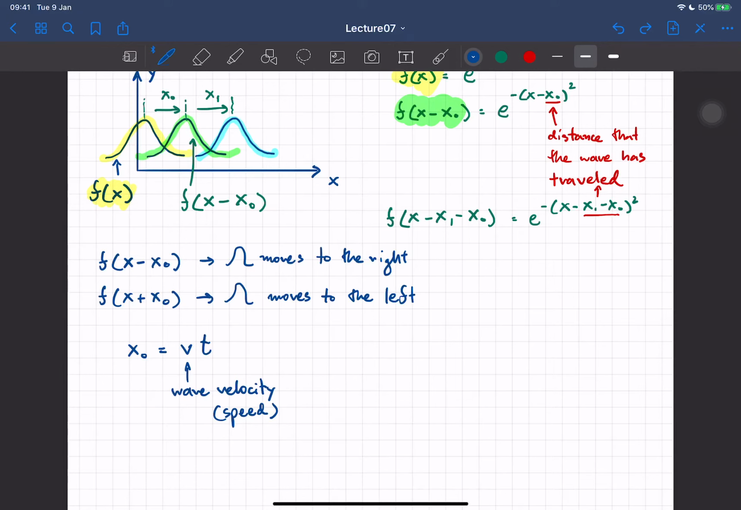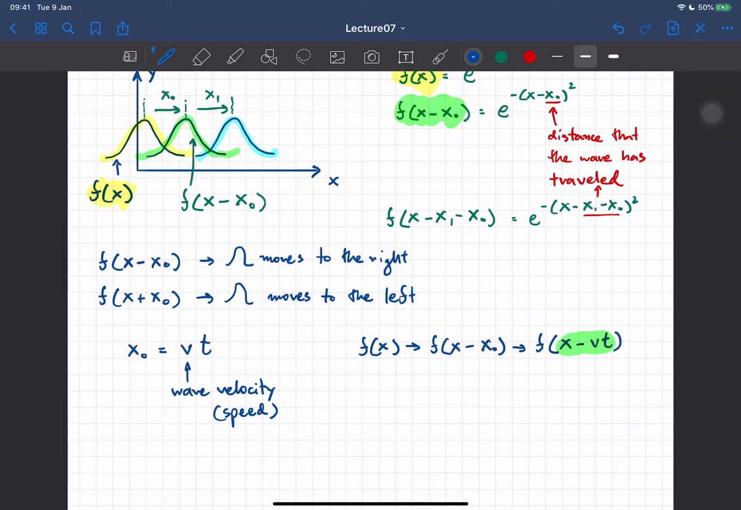So that means if you want to describe the wave at any time, okay, at any time, you have to replace x with x minus x0, right? But x0 depends on time. So I should write something like this, x minus vt. And this whole thing is the argument of the function, right?